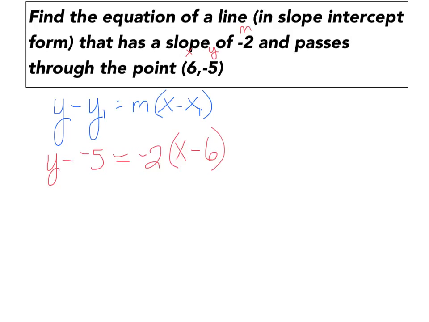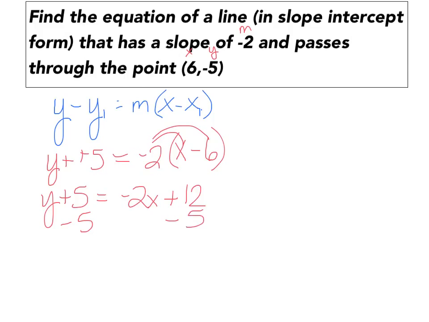So the first thing I do, okay, that's going to be plus plus. Let's distribute the -2 through the parentheses. So you're going to have y plus 5 equals -2x, and then -2 times a -6 is going to be a positive 12. And then move the 5 to the other side so that the y will be by itself. So y equals -2x plus 7.